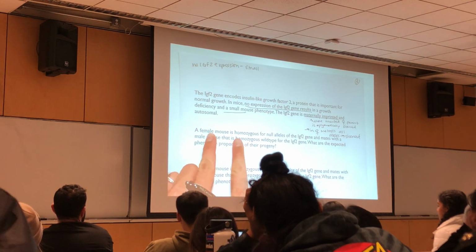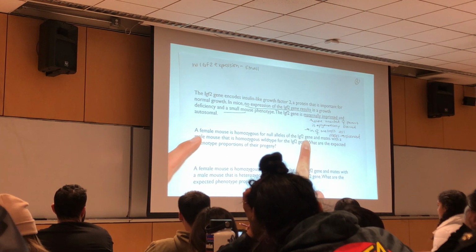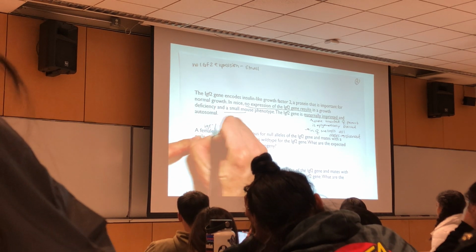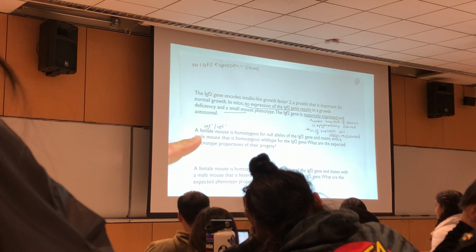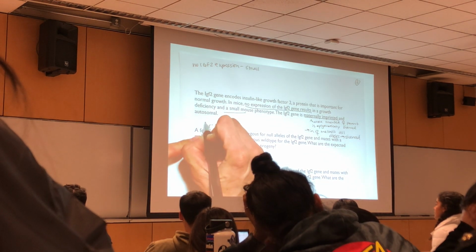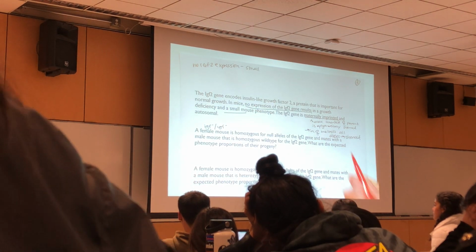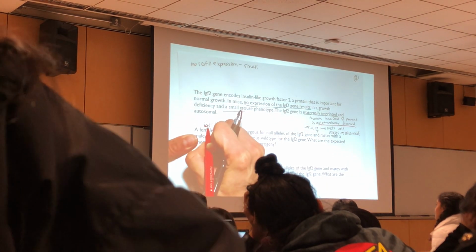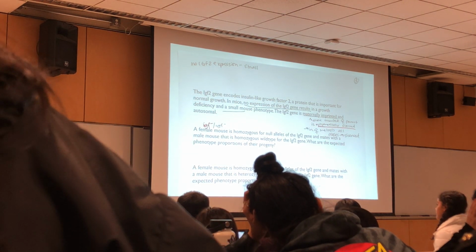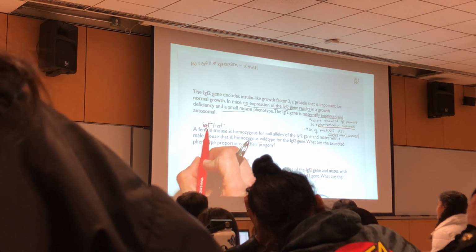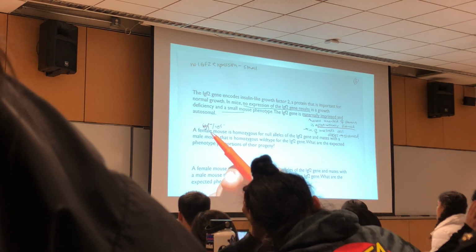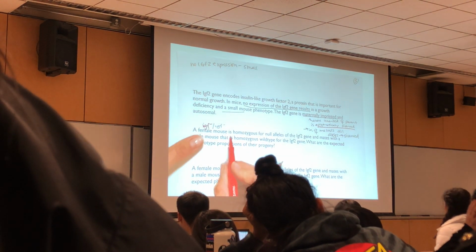A female mouse is homozygous for null alleles of this gene. IGF minus, IGF minus. One of these is going to be silenced in her. We don't know which one, but one of them, epigenetically silenced. What's her phenotype? Small. One of them is silenced, but both of them are null alleles, meaning there's a mutation in the DNA sequence that's rendering it null. No functional product made. She's small.